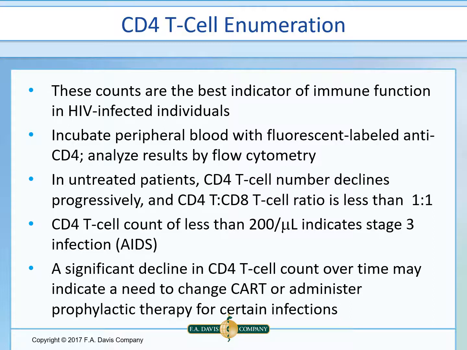The CDC classification system uses CD4 T cell counts to place patients into various stages of HIV infection, with the counts that are below 200 per microliter being categorized as having a stage 3 infection. The gold standard for enumerating CD4 T cells is immunophenotyping with data analysis by flow cytometry. With this testing, as we've seen before, peripheral blood is incubated with fluorescent labeled anti-CD4 and then analyzed.